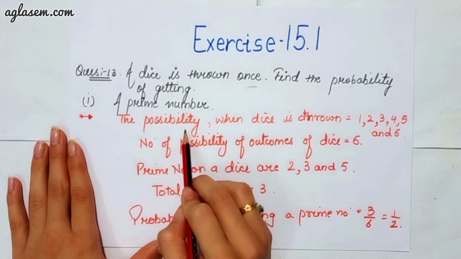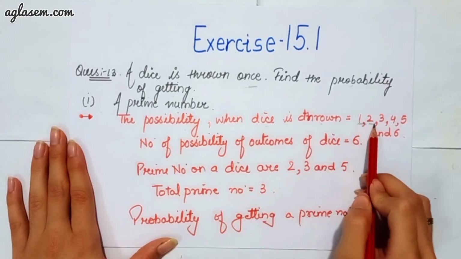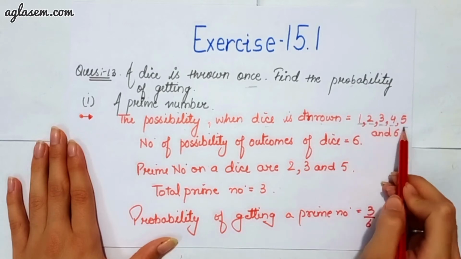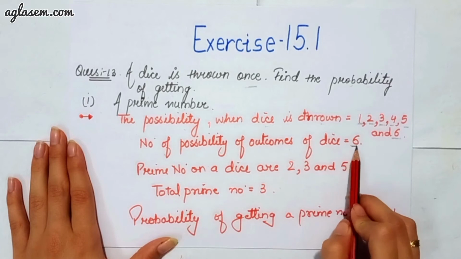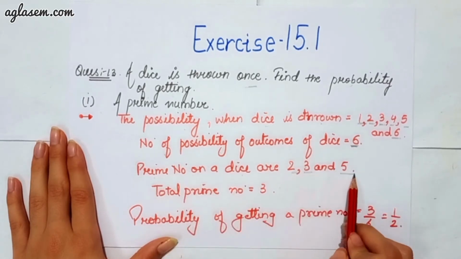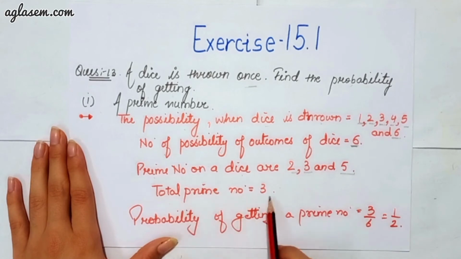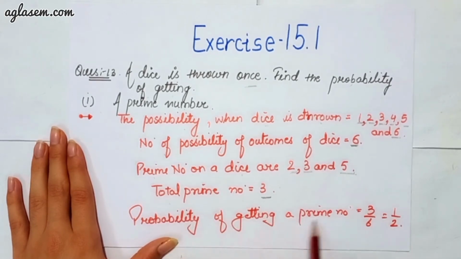So here, when a dice is thrown, the outcomes are 1, 2, 3, 4, 5 and 6. So the number of possible outcomes of the dice is 6. The prime numbers on the dice are 2, 3 and 5. So the total prime numbers are 3. So the probability of getting a prime number is 3 upon 6, that is equal to 1 upon 2.